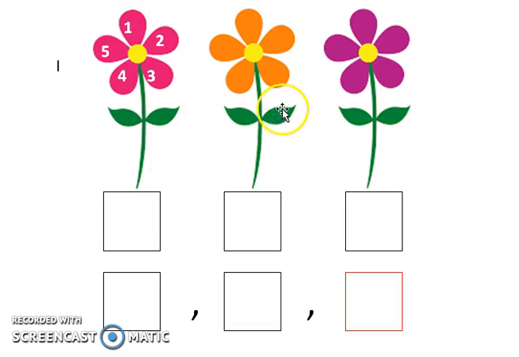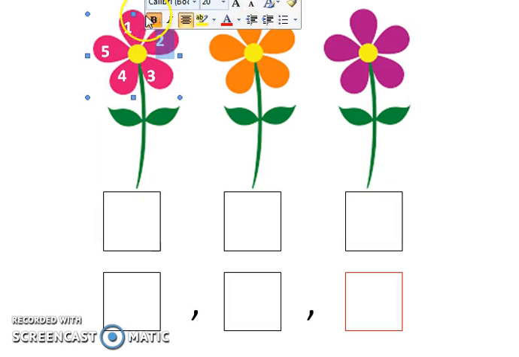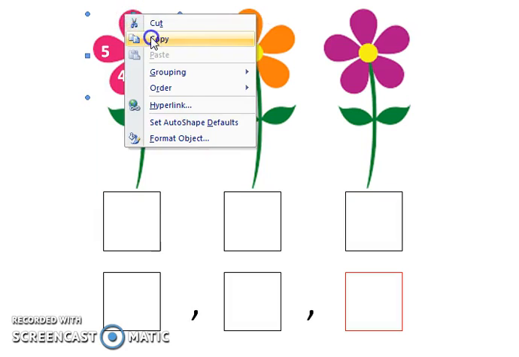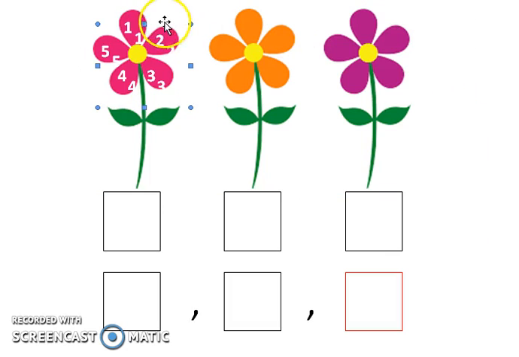So let's look at our second group, our second flower, and see how many petals that flower has. 1, 2, 3, 4, 5. So our second group, our orange flower here, also has 5 petals. And we'll label that one 5 petals just to keep track here of what we have.